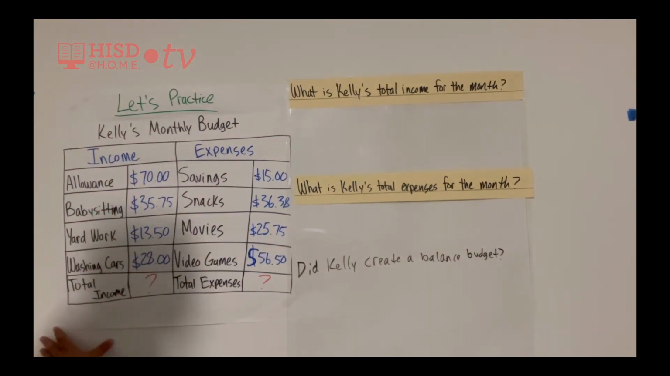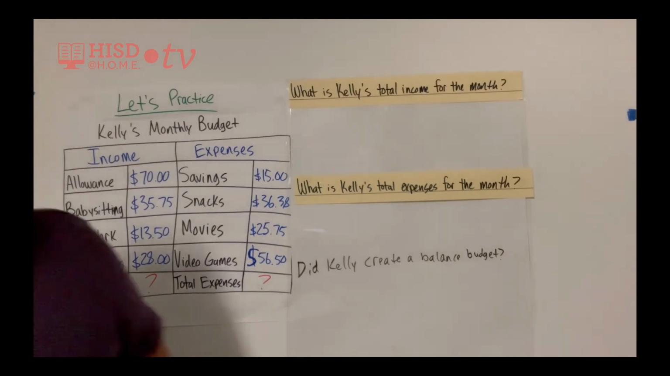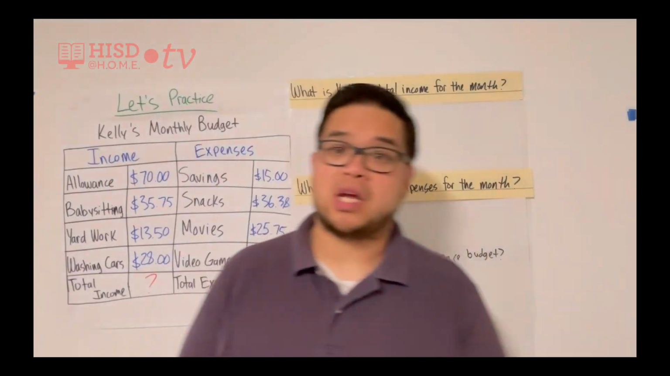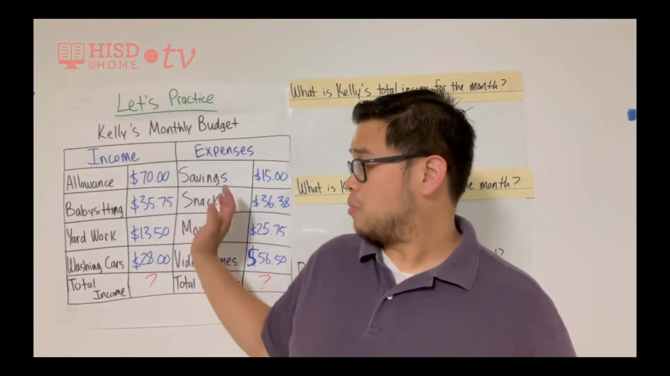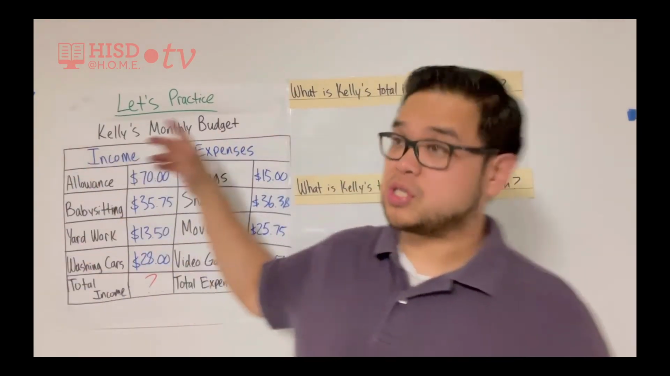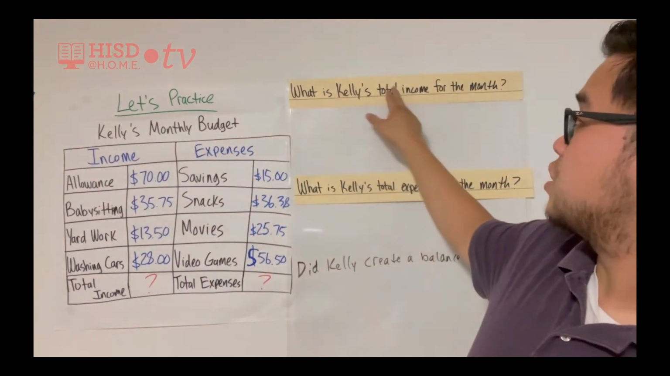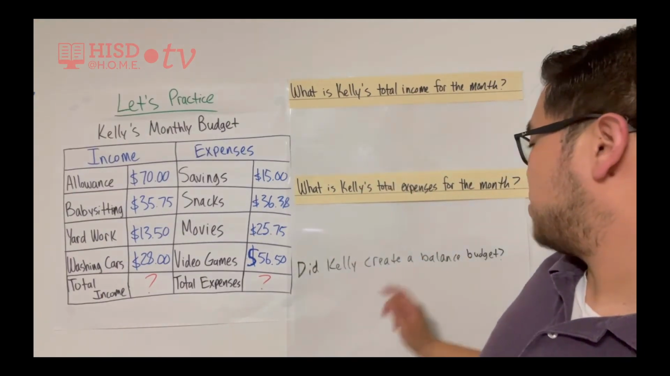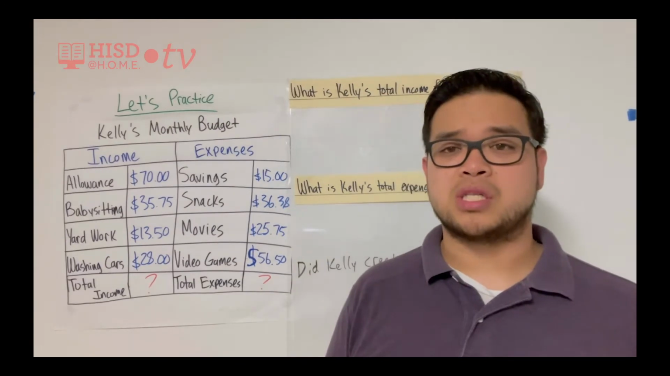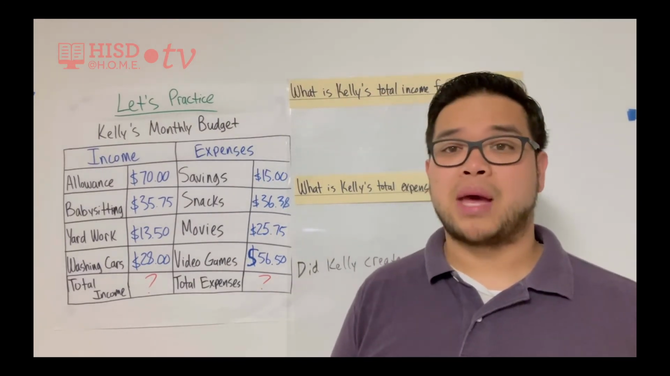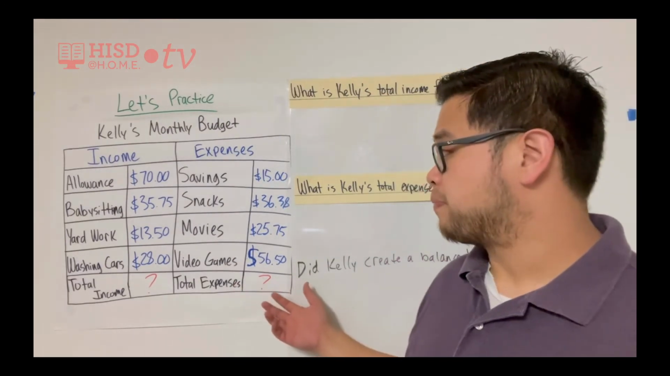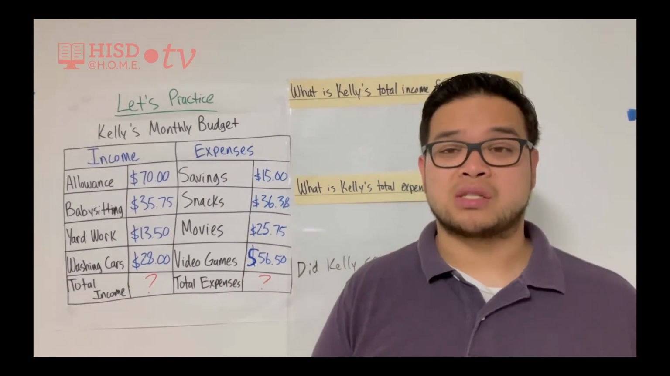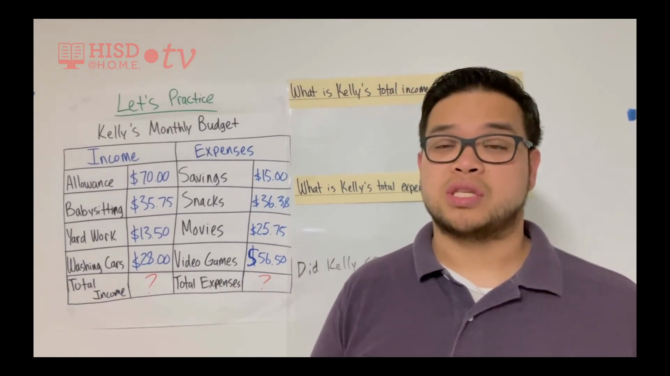You're going to pause the video, copy the chart and the questions down, and then I want you to solve this problem by answering these questions that we have here. What is Kelly's total income for the month? What is Kelly's total expenses for the month? Did Kelly create a balanced budget? So I want you to answer these questions and then unpause the video, come back and see the work that I've solved as I solve it, and see if it matches any of your work, to see if you got it right or not.